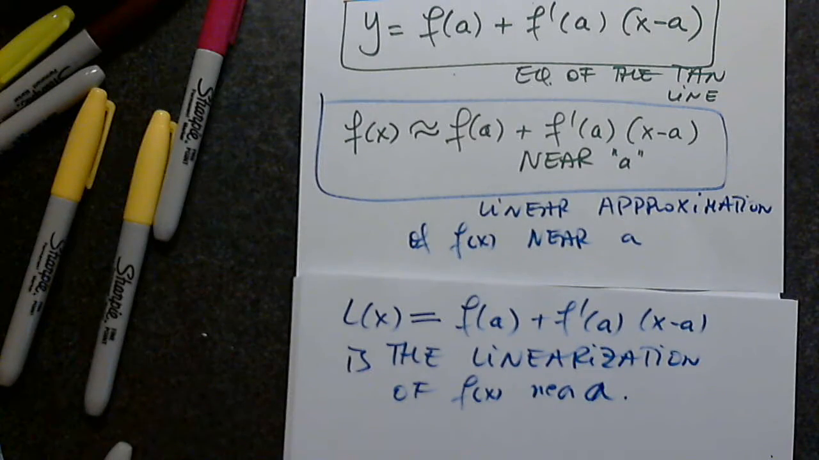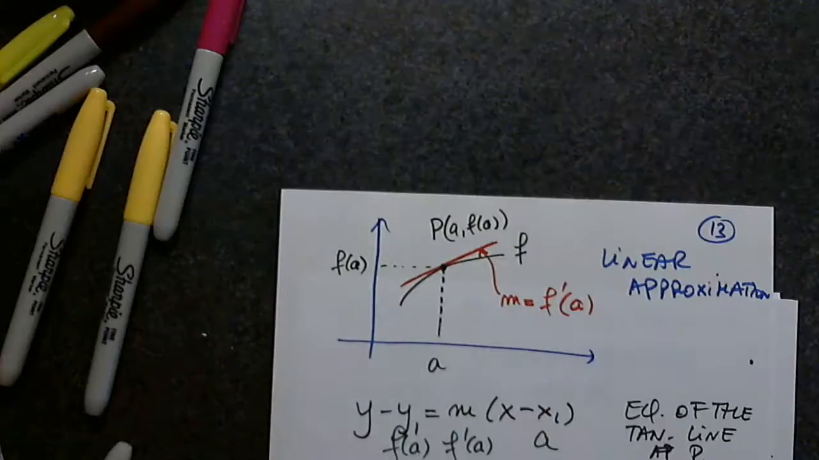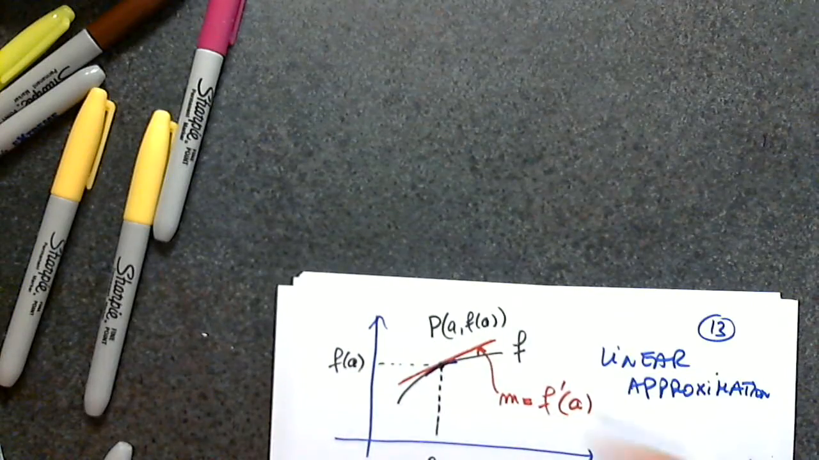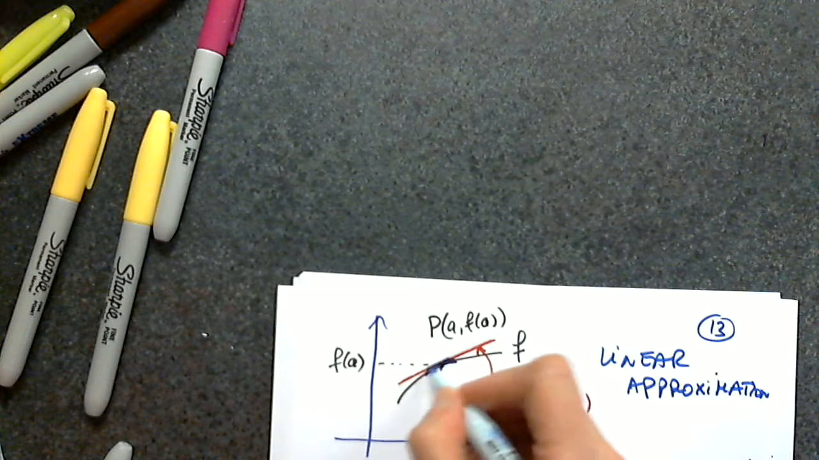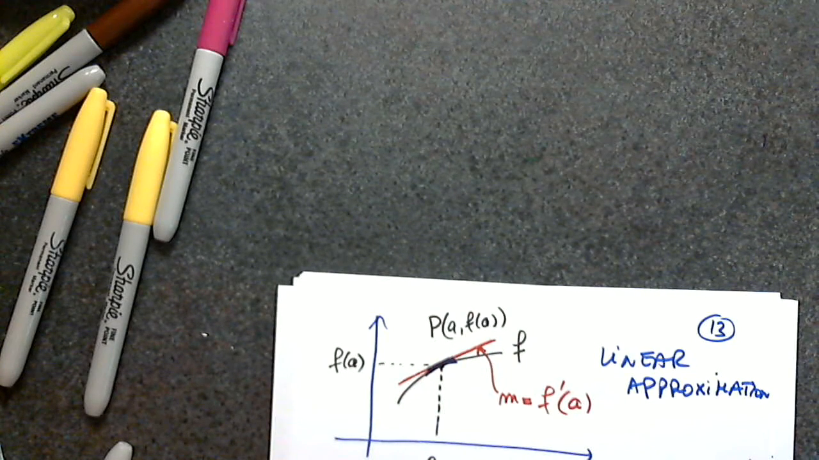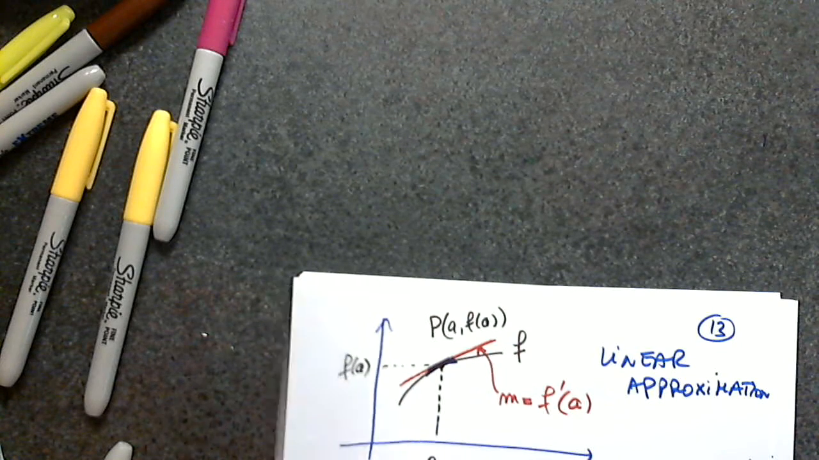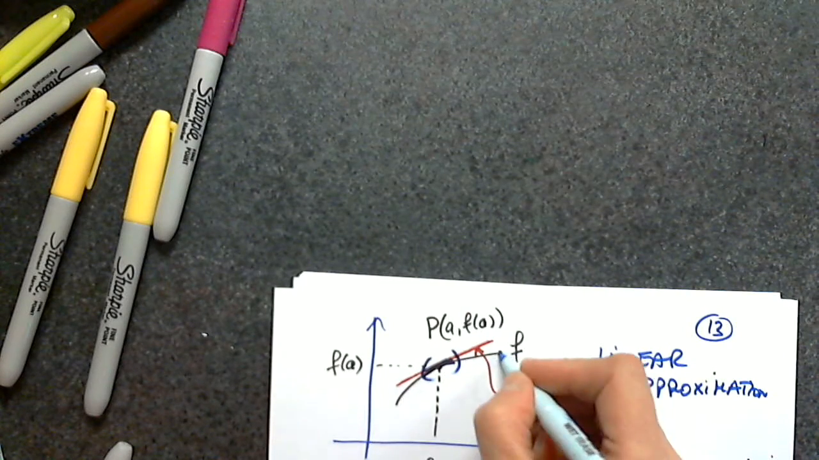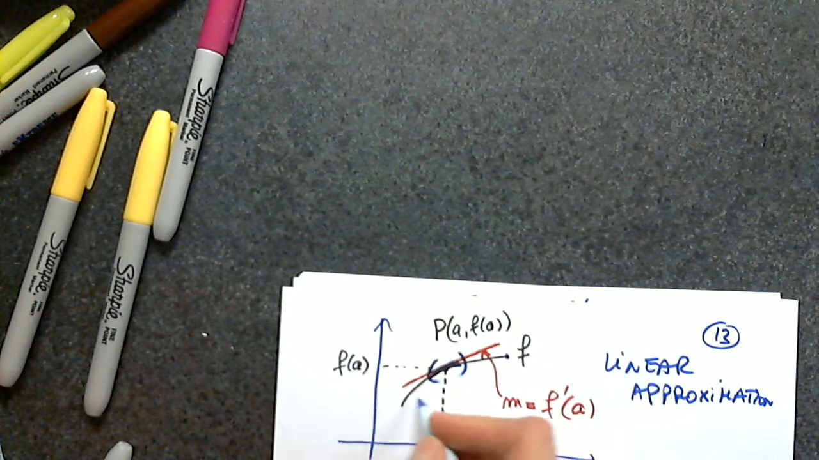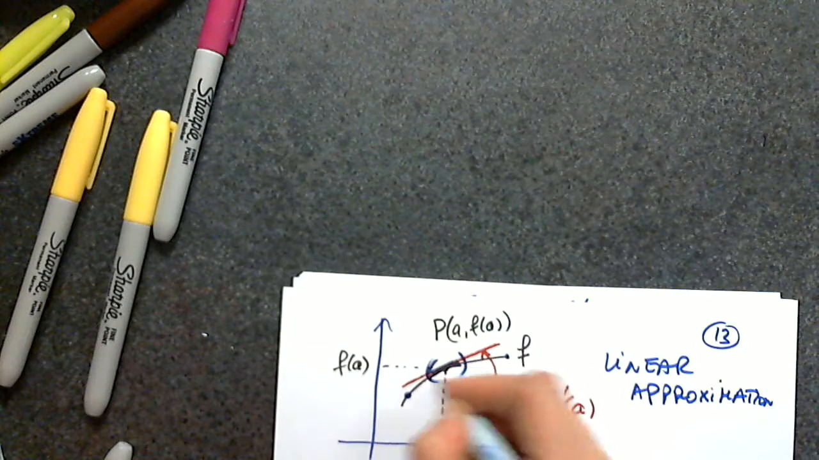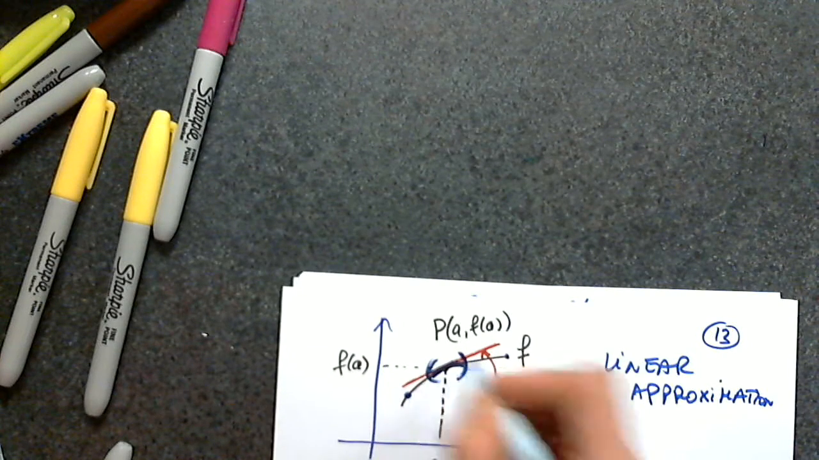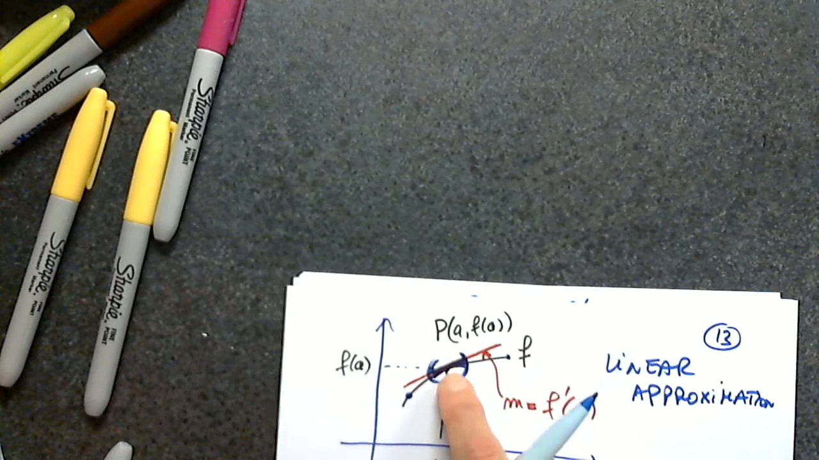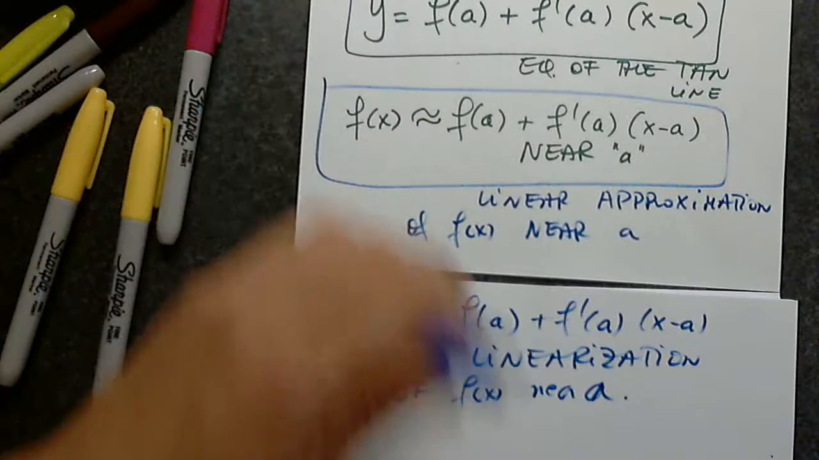In other words, near a, if I use the function to determine something, values, whatever, or I use the tangent, I get very similar, I get close results. But only near a, not here. That's not near a. Not here. That's not near a. But near a, if I use the actual function or f prime of x dx, I get very close. And that's called the linearization.